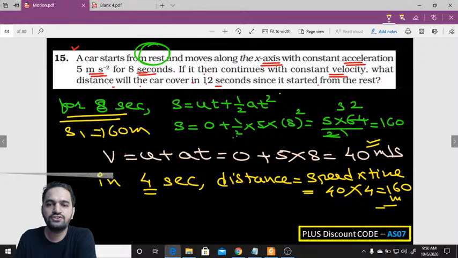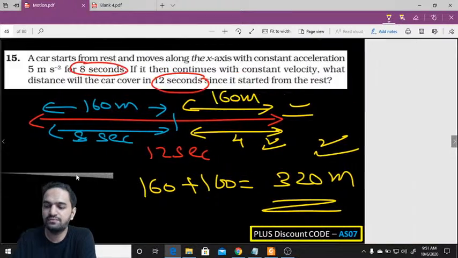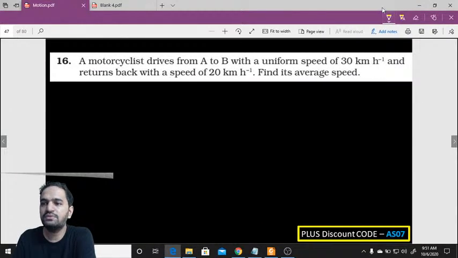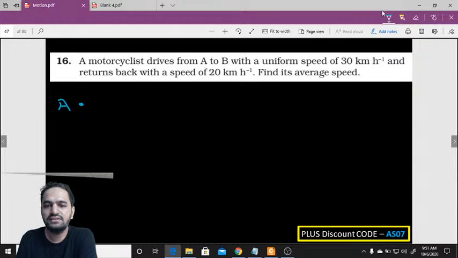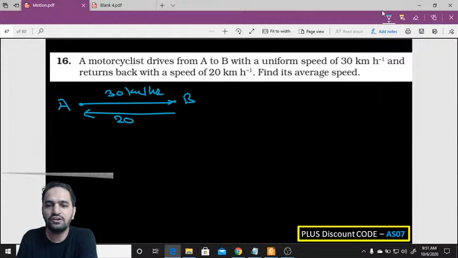Now let us move to the next question. Question number 16. What we have basically is a motorcyclist who drives from A to B with uniform speed 30 and returns back with the speed of 20. Find the average speed. Now this is very simple, right? The object is at A and there is another position, B. While going from A to B, the speed used was 30 km per hour, and while returning back, the speed used was 20 km per hour.